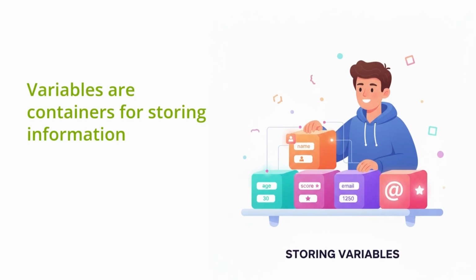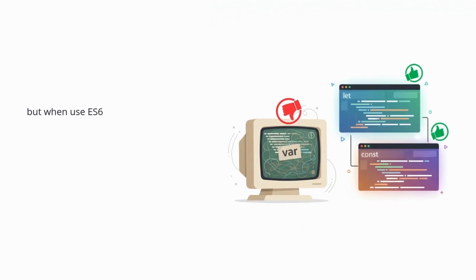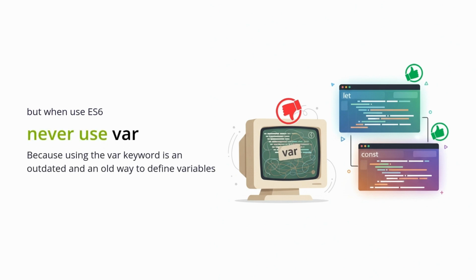Variables are containers for storing information. To define a variable, we can use let, const or var. But when we use ES6, never use var because the var keyword is an outdated and old way to define variables. So only use const and let.